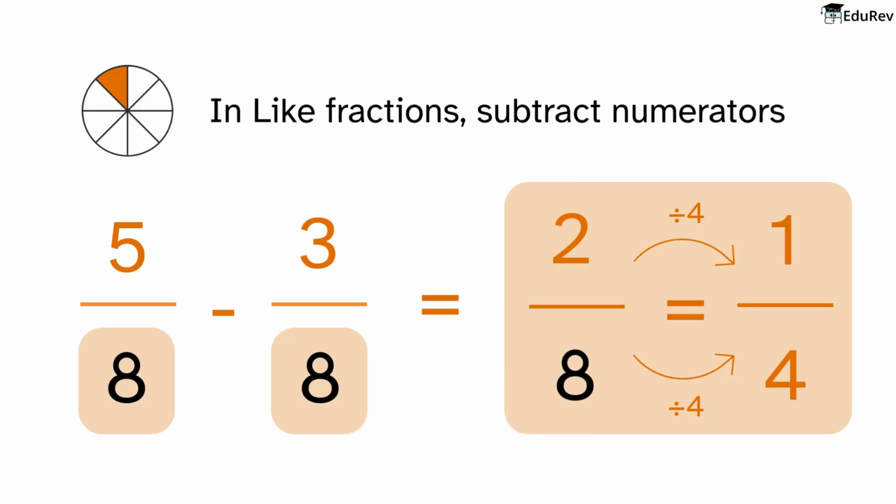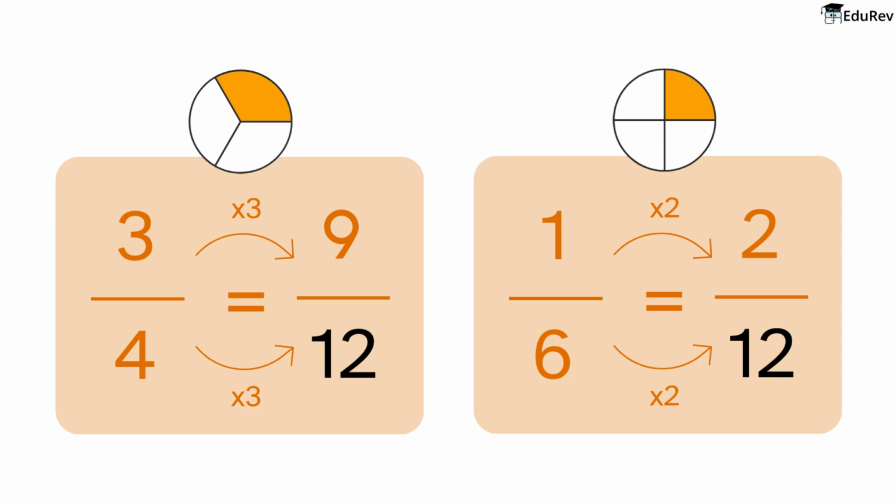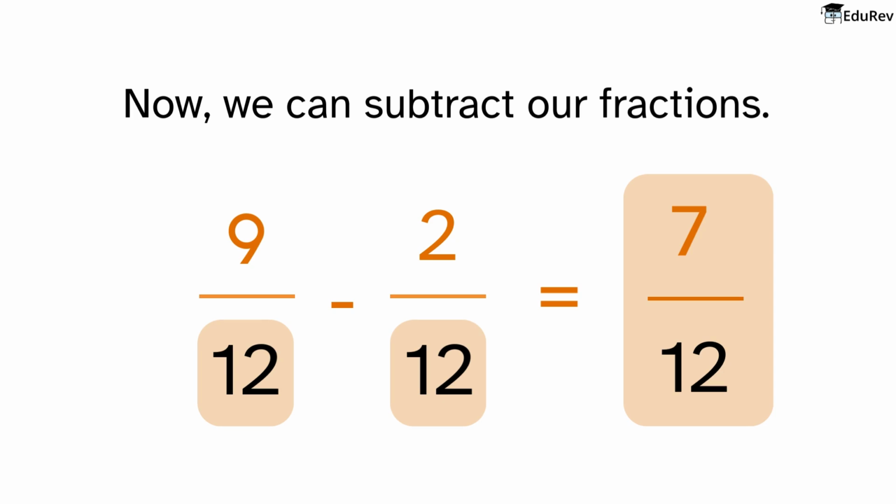In the same way, we can also subtract fractions. In like fractions, subtract numerators. 5/8 minus 3/8 is equal to 2/8 is equal to a quarter. In unlike fractions, we subtract the same way we add. 3/4 minus 1/6. LCM of 4, 6 is equal to 12. 3/4 is equal to 9/12, 1/6 is equal to 2/12. 9/12 minus 2/12 is equal to 7/12.